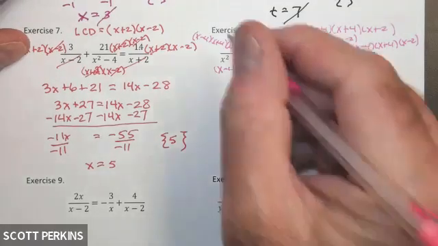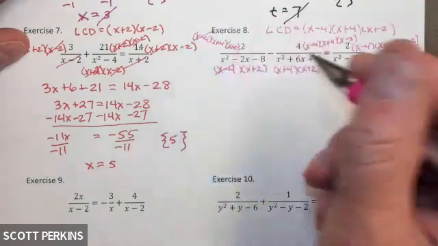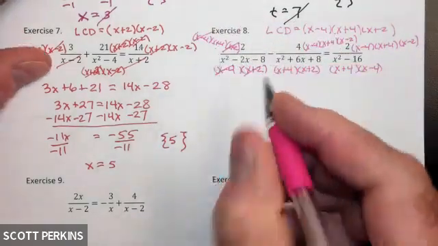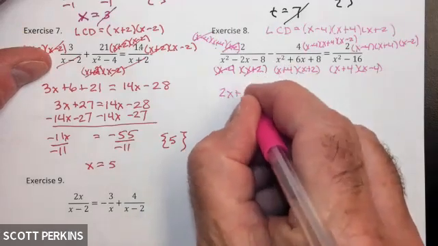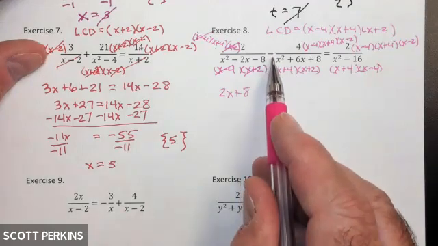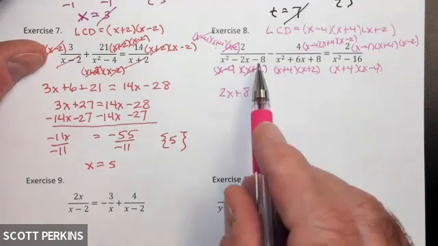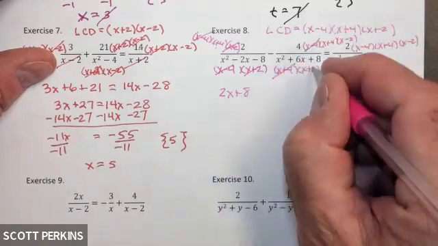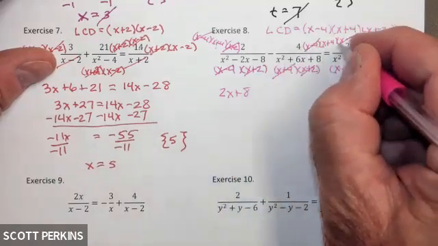So the first fraction, the minus 4s cancel, the plus 2s cancel. So you have 2 times x plus 4, so that's 2x plus 8. The middle one, don't forget this negative. That's sometimes a detail in the midst of all the other chaos that we overlook. So we've got x plus 4, we've got x plus 2.